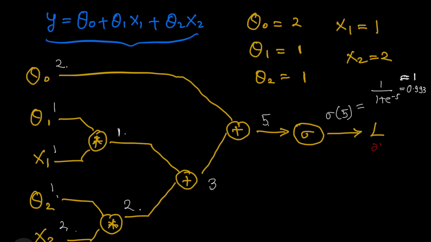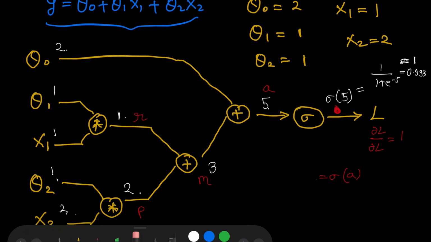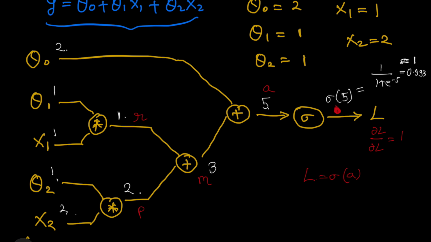Now let's do del L over del L. Again, del L over del L is 1. Now let's assign some small names. Let's say this is P, this is R, this is M, this is A, and this is B. Actually, I don't even have to use B, this is L, because L is at the last point. So L is equal to sigma of A.